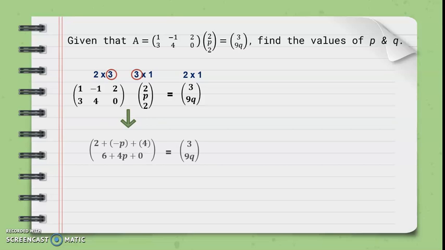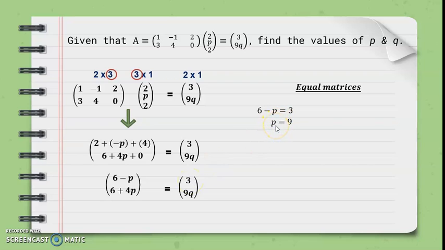Alright, so let's continue. Once you multiply these two matrices together, you'll get this one. So this matrix is equal to the product of this matrix. How can we solve this? We can solve this using equal matrices. So 6 minus P is equal to 3. You solve for P, which is 9. Next, 6 plus 4P is equal to 9Q. Once you solve it, you'll get Q is equal to 2. So that is how you solve unknown values using matrix multiplication.